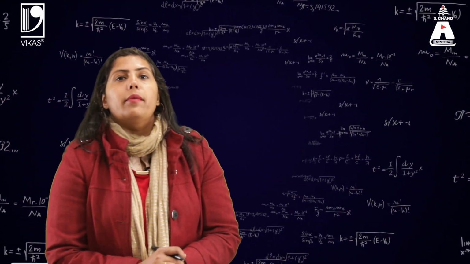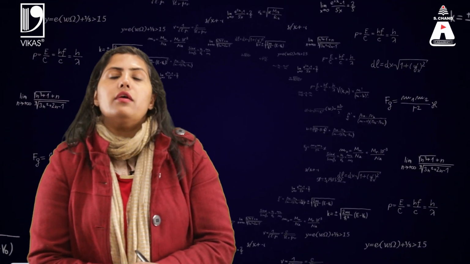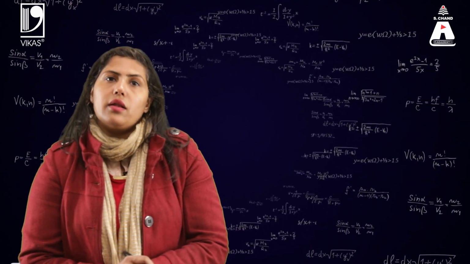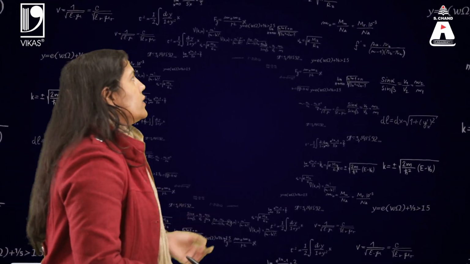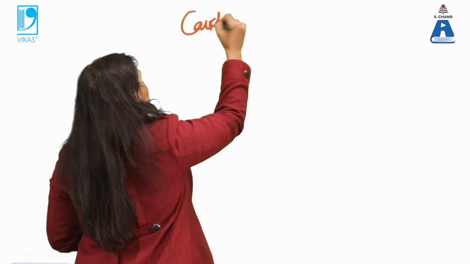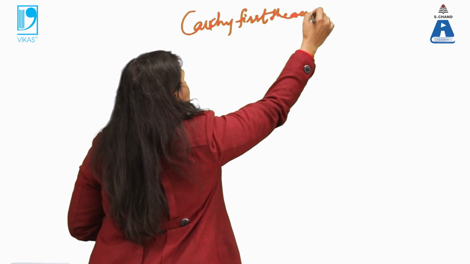We have two main theorems. One is Cauchy's first theorem on limits, and second is Cauchy's second theorem on limits. I'll state the theorems and I'll take one example based on the theorems. So, Cauchy's first theorem on limits.